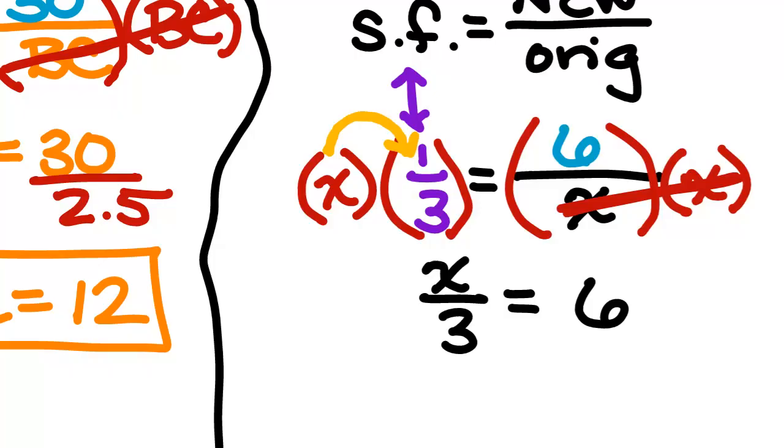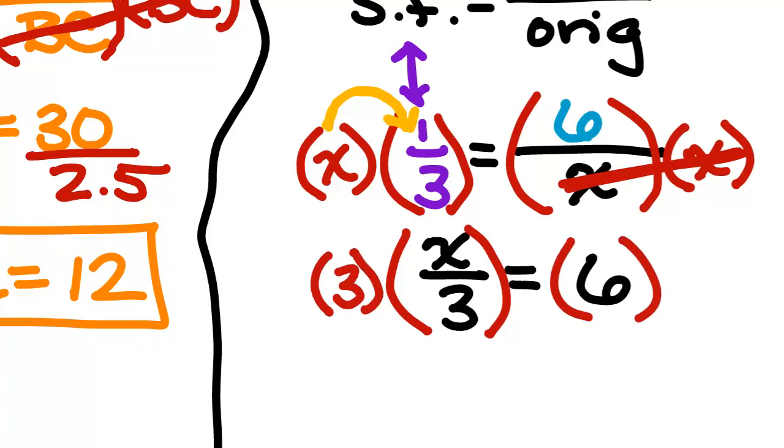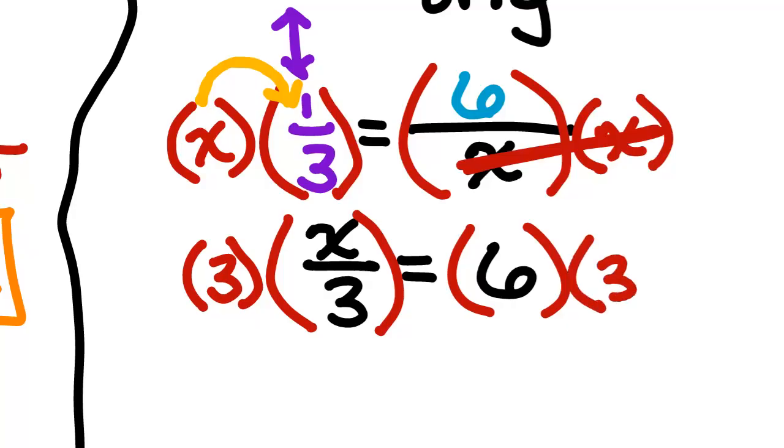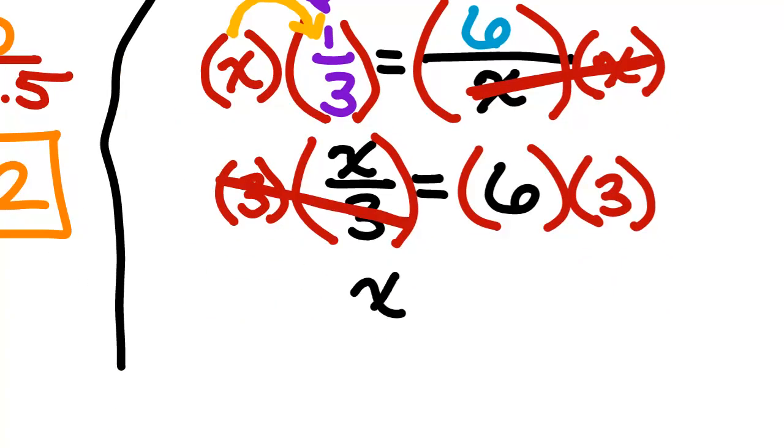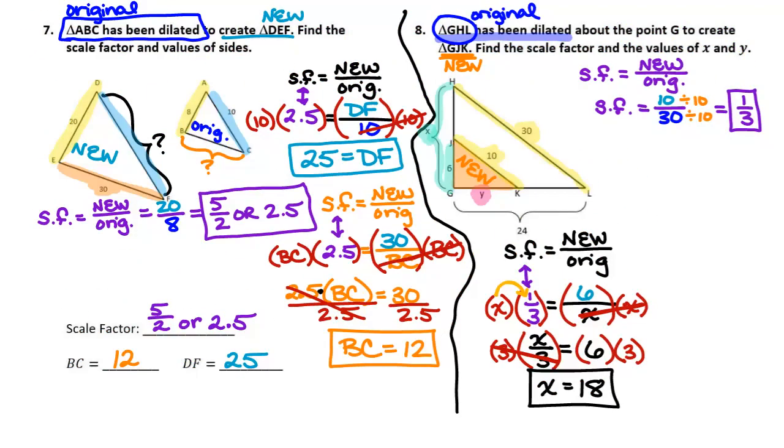What operation gets rid of fractions? Multiplication. What part of the fraction do you always multiply by? By the denominator. So what are we going to multiply by here? We're going to multiply by 3. 3's cancel out on the left, leaving me just x. And I get x equals what? X equals 18. Nicely done.